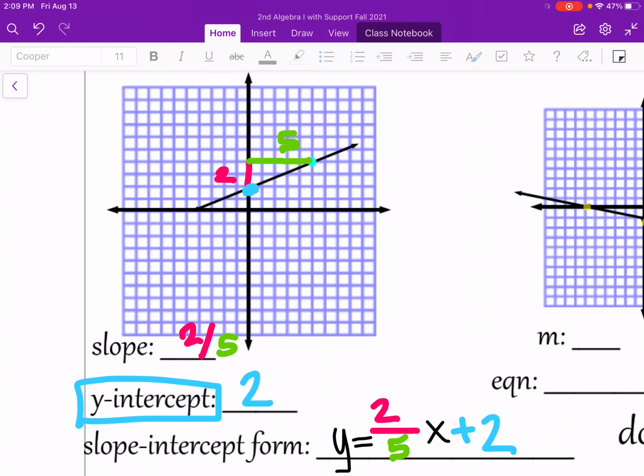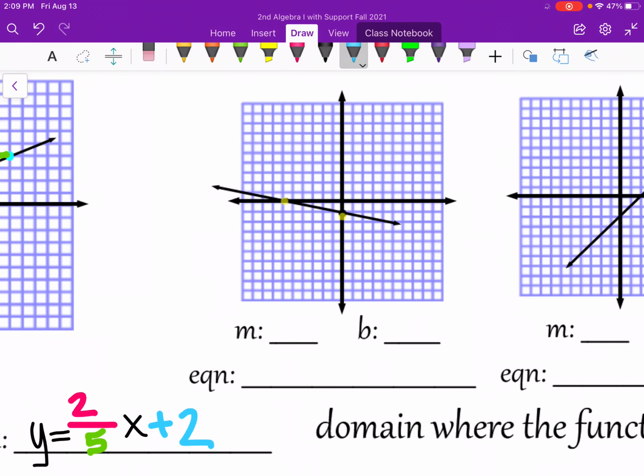Let's look at this next one here. Okay. So this next one, I'm going to do my rise over my run. So I'm going to start here, and I have a rise. I'm going in the positive direction, right, up. So I have a rise of 2.